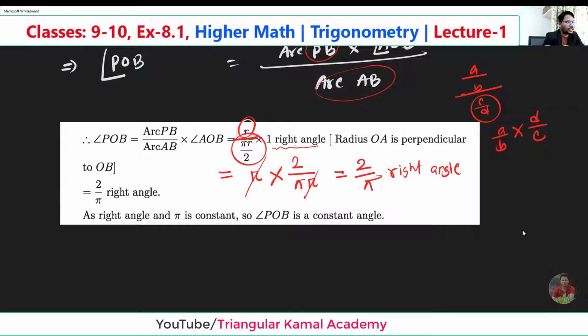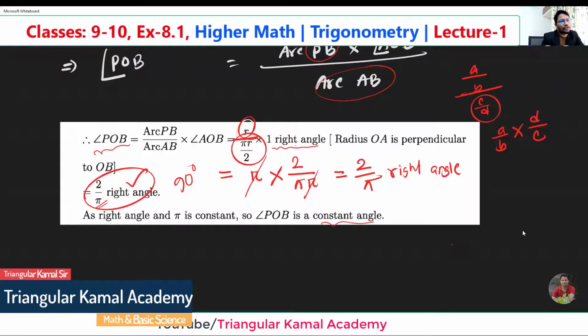So here if we see the calculation, a right angle is a constant, 90 degrees, and pi is also a constant. If we divide one constant by another constant number, definitely our final result will be constant. If we add one constant number with another constant number, the result will be constant. So here 2, pi, right angle are all constant. That means their calculation must be constant. That's why we can see the value of POB, the radian angle, is a constant angle.